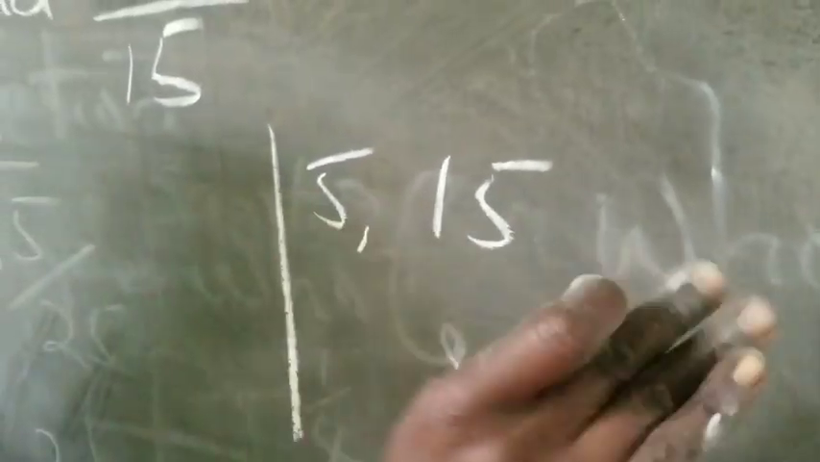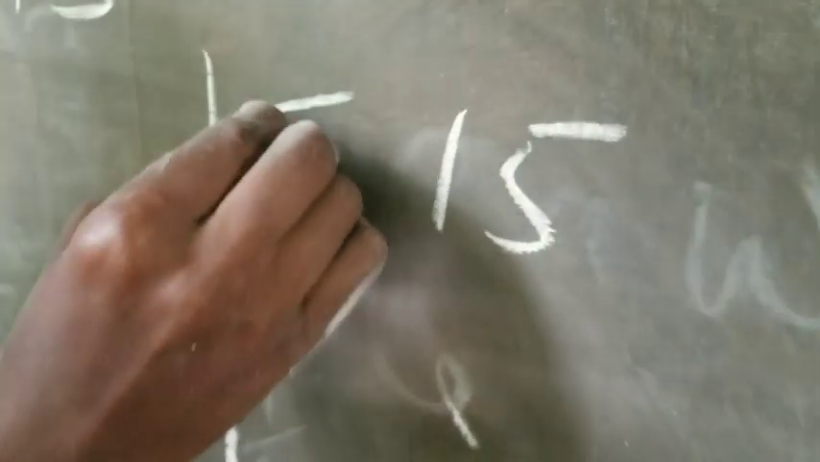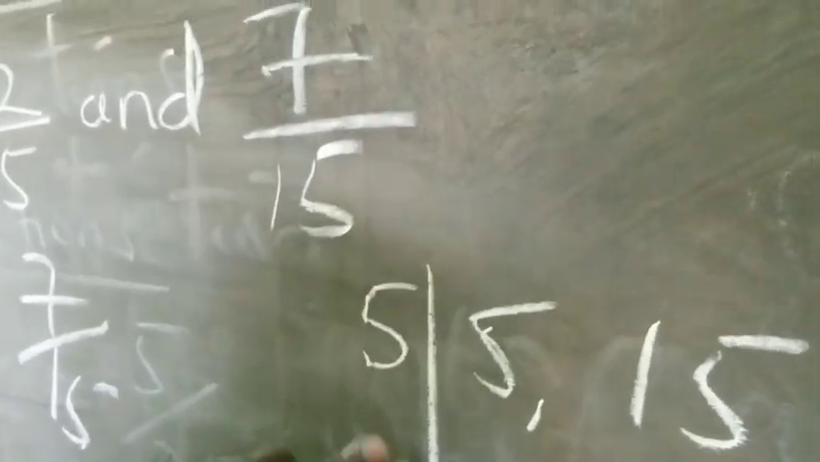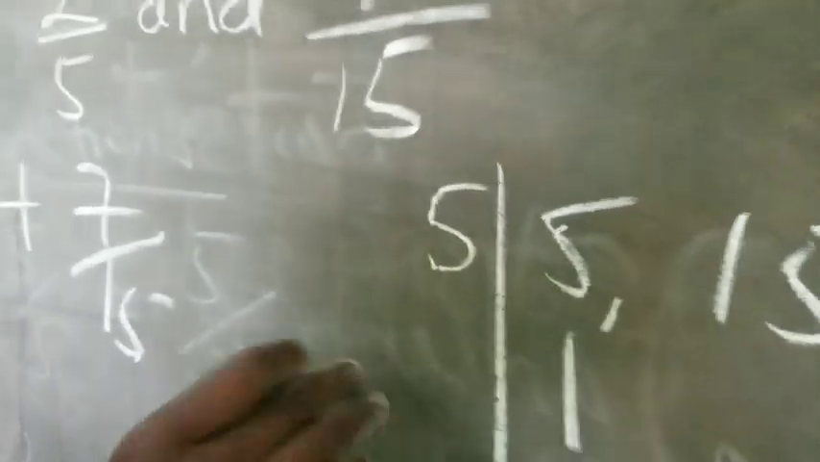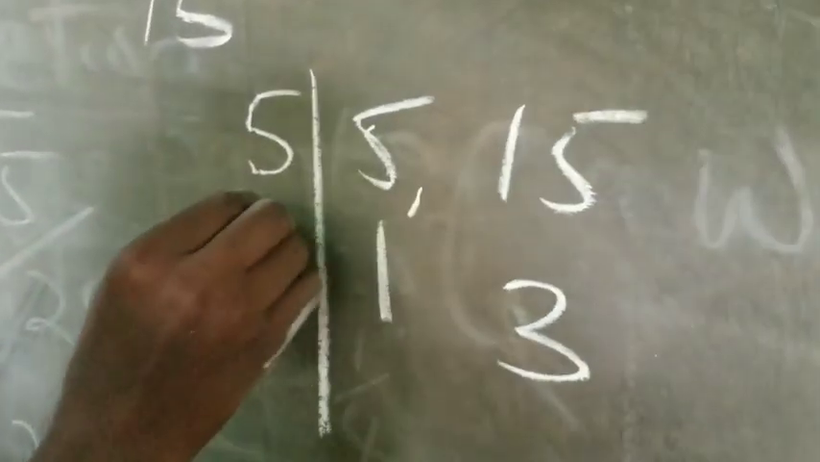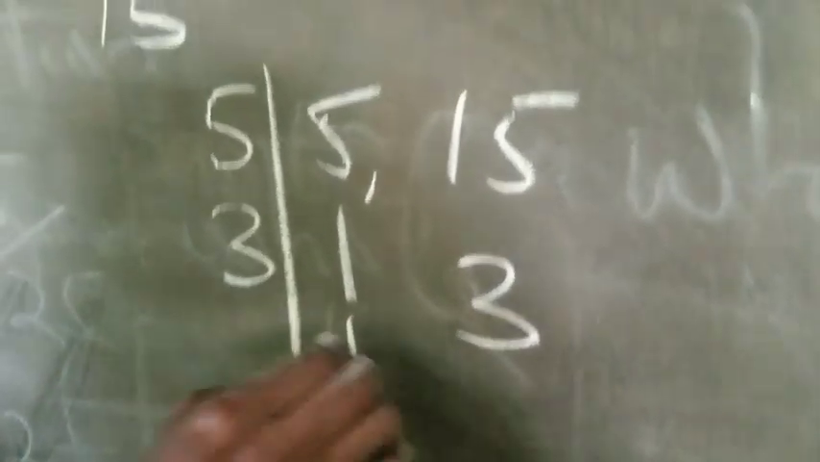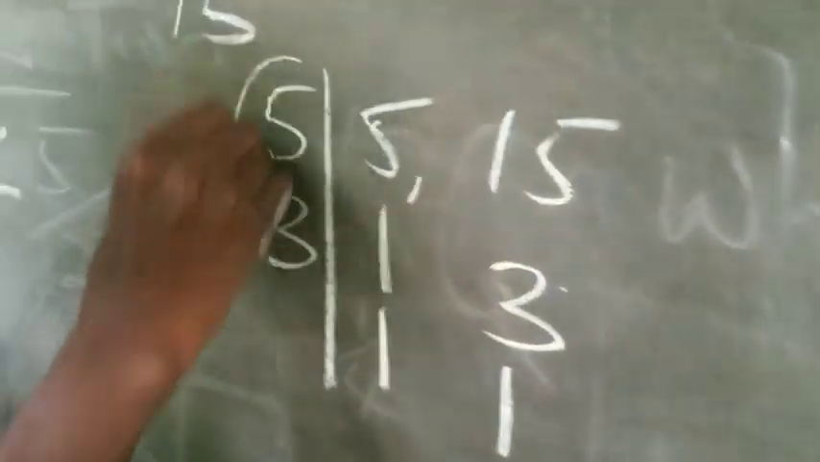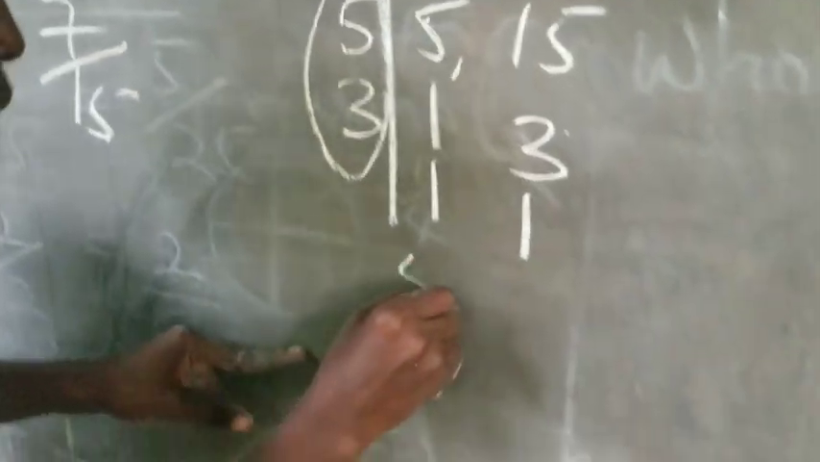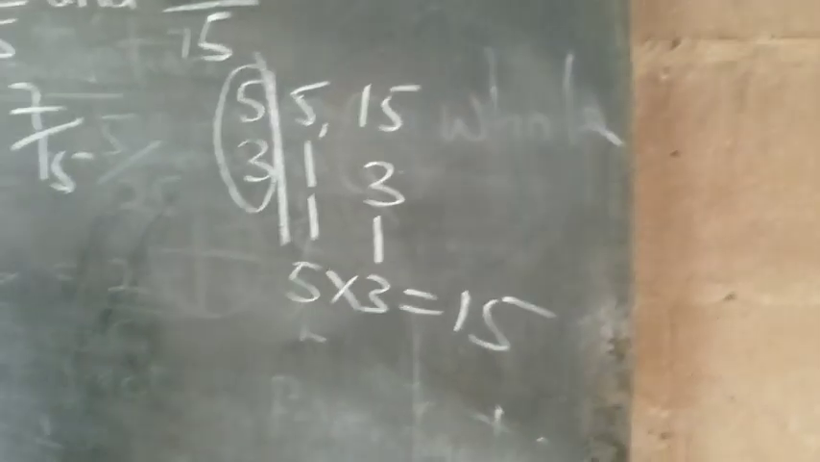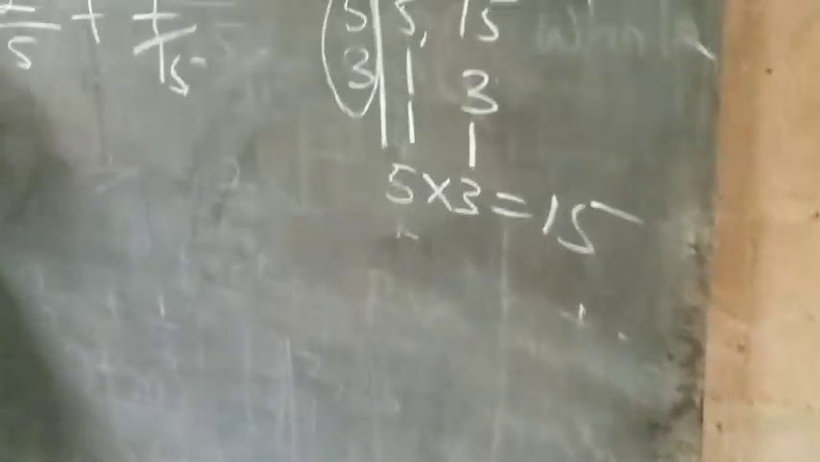You see, what number can divide 5 and as well divide 15? It is 5. 5 divided by 5, you have 1. 15 divided by 5, you have 3. Which other number will divide? It is 3. 1 divided by 3 cannot go, and 3 divided by 3 is 1. So the LCM is these two numbers, which is 5 times 3. And that gives us 15. So the LCM of the denominators 5 and 15 is 15.